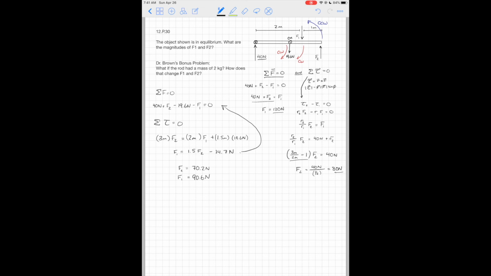So it's just the difference that adding in another force does make this a little bit more complicated. It gives us another torque, another force to deal with. So that is number 30 and my little bonus problem to that.